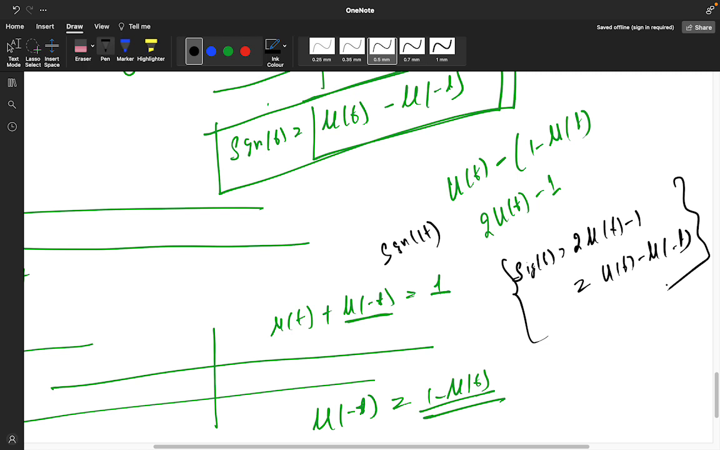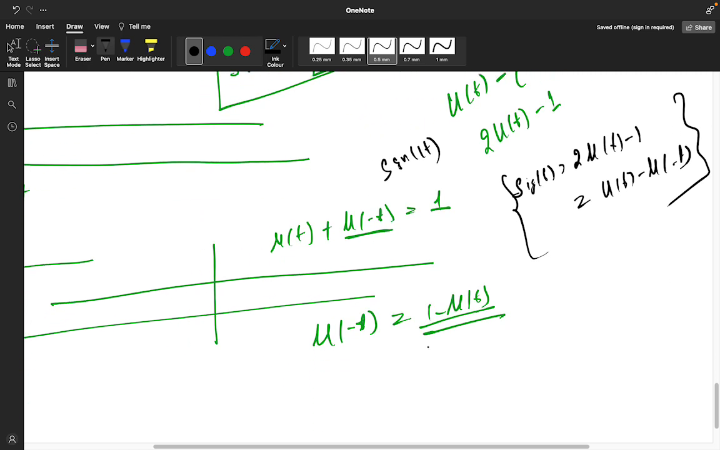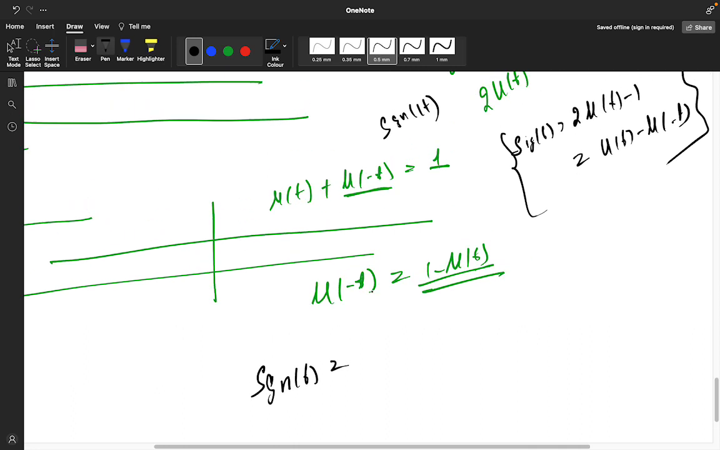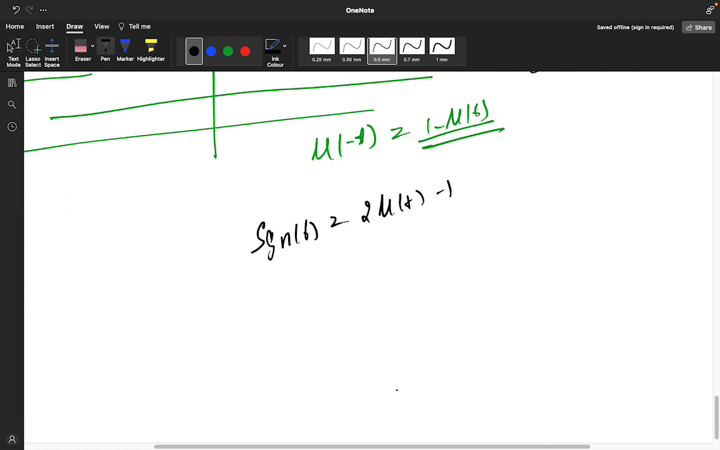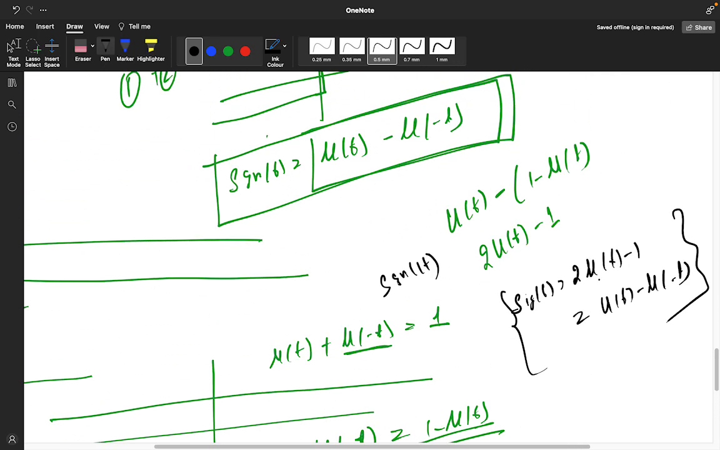Okay. And yes, we got this signum function: signum of t is 2u of t minus 1. From here we can also find the u of t value. So u of t is signum of t plus 1, divided by 2. This may be one important result. It's up to you how you want to find the signals.